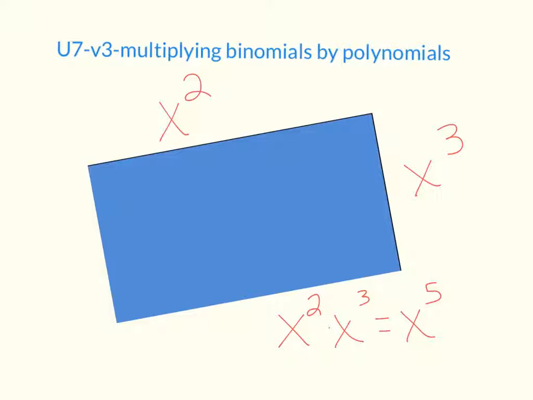Well, that's a review from Unit 6 where we have to use this exponent property. When we have the same base, we have to add our exponents to get to 5. So 2 plus 3 is 5. X to the 5th was this answer.